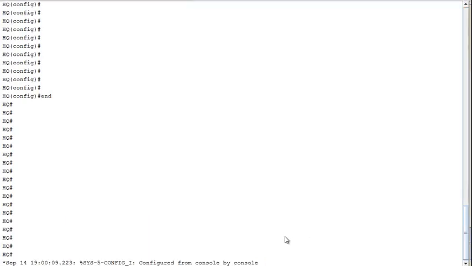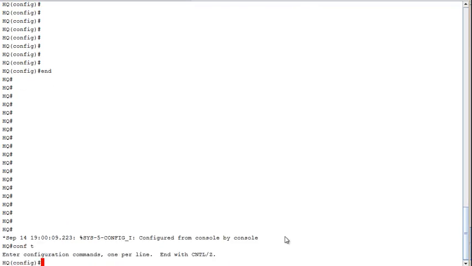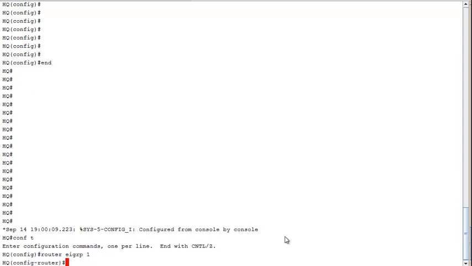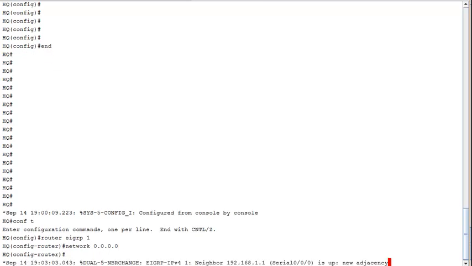All right, over here on HQ, config t, router EIGRP and autonomous system number. Remember, I want them to form a neighbor relationship, right? So we've got to use the same autonomous system number. I want to activate all interfaces in EIGRP, so we'll use the quad 0 network statement. And let's go back, and you can see that our adjacency came up.